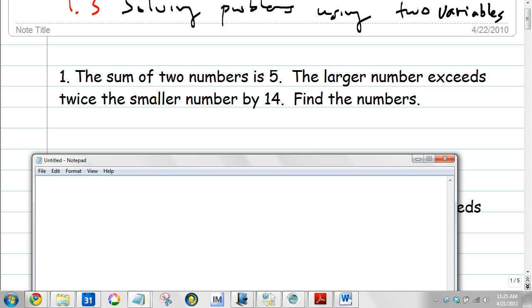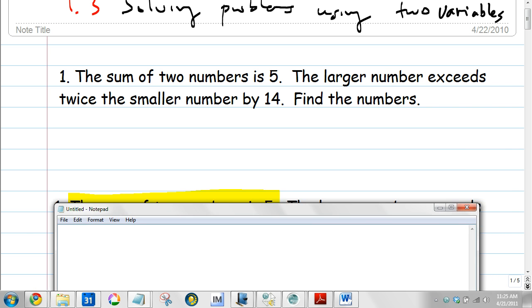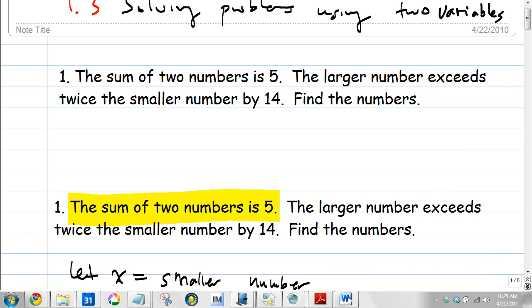First of all, what are my unknowns? There are two unknowns that we're going to use because... Sabrina? Yeah, let x be the first number or the smaller number. Let x be the smaller number. Brian, what's the other one? The other one is 5 minus x. Oh, yeah, that's what we did in the very first semester.